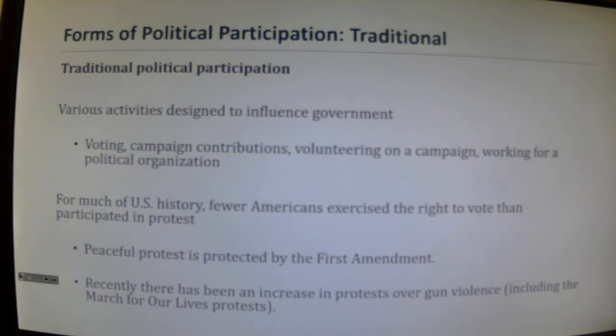When you look at traditional participation, the traditional aspect, the way people participated was just through voting. Every now and then they would work on campaigns.